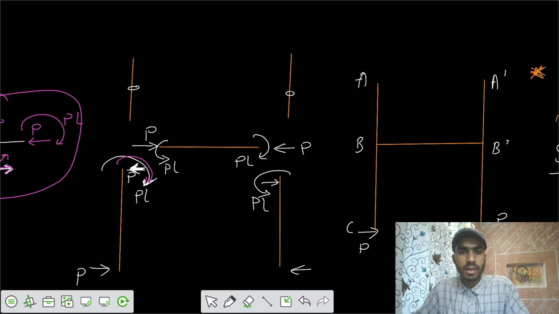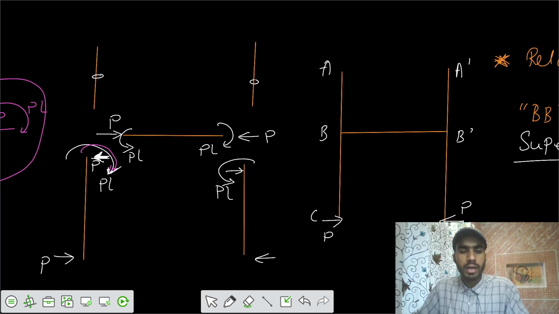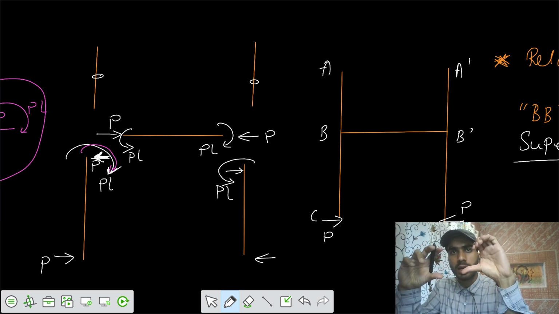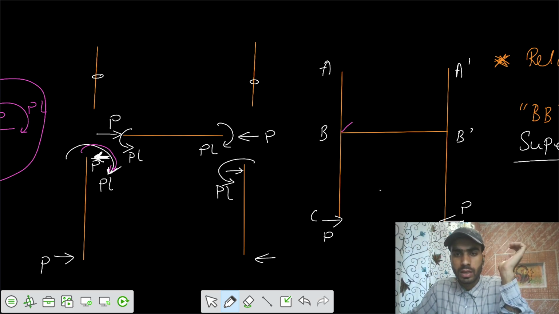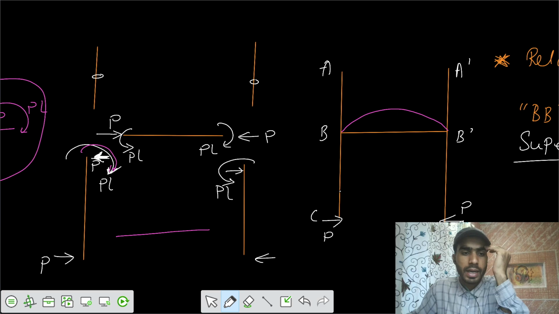Now if you see, on the member BB dash there is some hogging bending moment developed. Because of that it looks like a simply supported beam, so it would deflect upwards. So the deflection profile would be somewhat in this fashion. Now you have to maintain that structural configuration: initially this was your member BB dash and member AB dash was like this, so you have to maintain 90 degrees here.